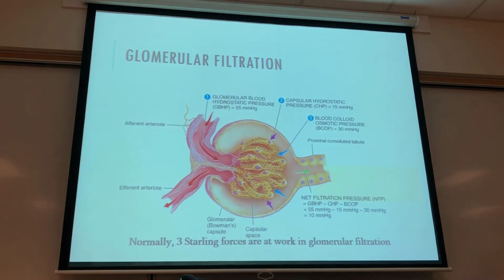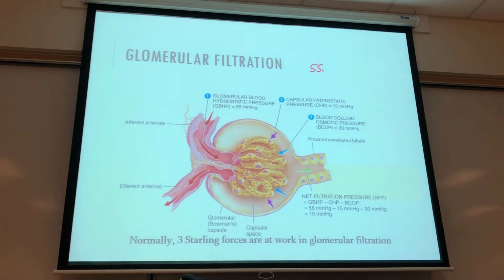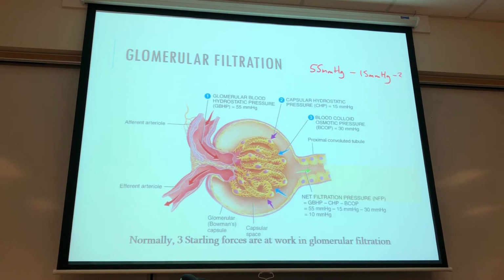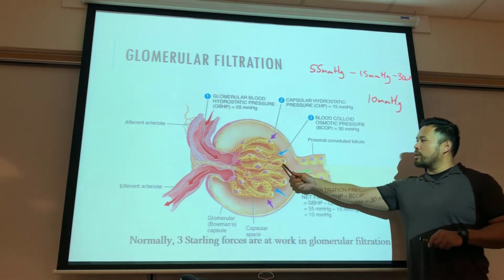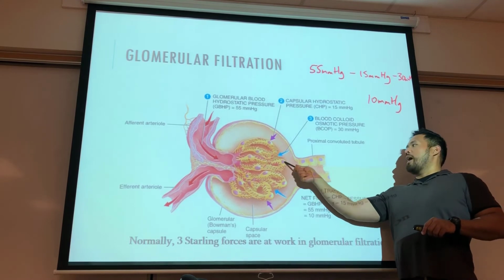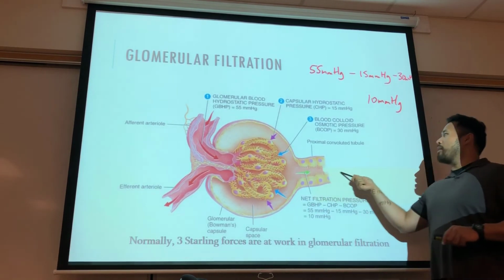So the glomerular blood hydrostatic pressure, which is 55 millimeters of mercury, is going to be opposed by two pressures. Again, number one would be the capsular hydrostatic pressure, which is about 15 millimeters of mercury, minus 30 millimeters of mercury for the blood colloid osmotic pressure. So 55 minus 15 is 40. 40 minus 30 is 10 millimeters of mercury. And that is the net filtration pressure. That is the net pressure being exerted out to push filtrate or fluid out of the capillaries into the Bowman space to flow down into the proximal convoluted tubule.